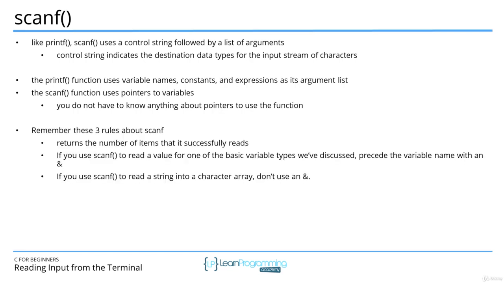All right. All you have to do is remember 3 rules about the scanf function in order to use it. It's going to return the number of items that it successfully reads. So if it reads 1 variable, 2 variables, 3 variables, it will return that. If you use scanf to read a value for one of the basic variable types that we're going to discuss, such as the int, the float, the double, then the variable name as the argument has to be preceded with an ampersand. Right? You don't even need to know why that is right now, but just do it. Any of the basic data types. Ampersand is address, and because scanf takes a pointer, you have to pass in the address.